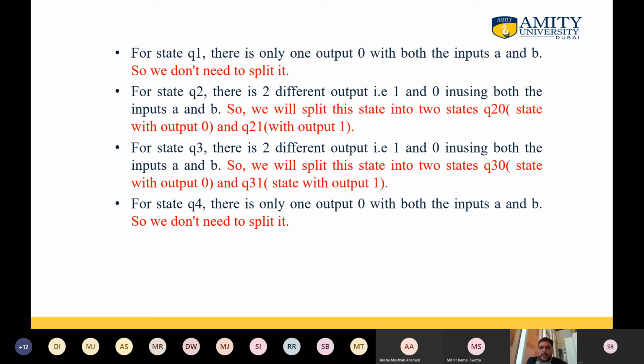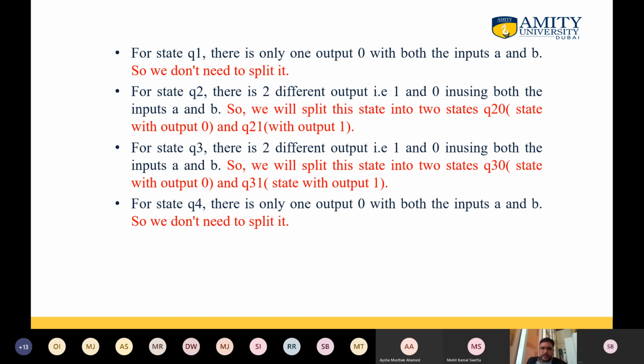Any confusion in this? Aisha? Still confused? So for Q2 0, the output is 0, right? When I'm making the diagram, will I write it? Don't make the diagram right now. Listen, firstly just understand this. You split it like this.